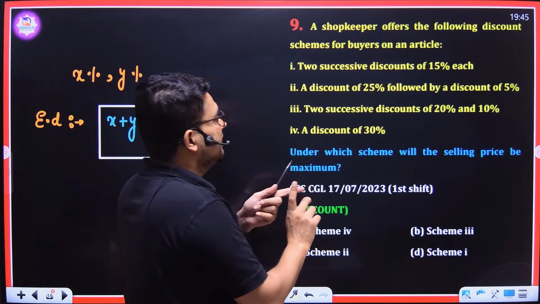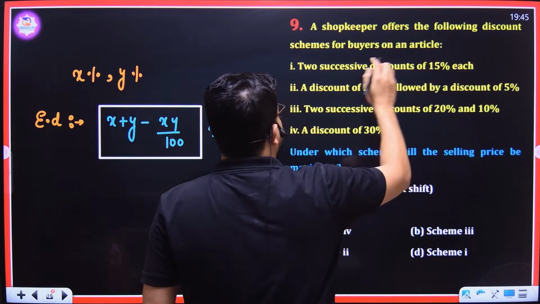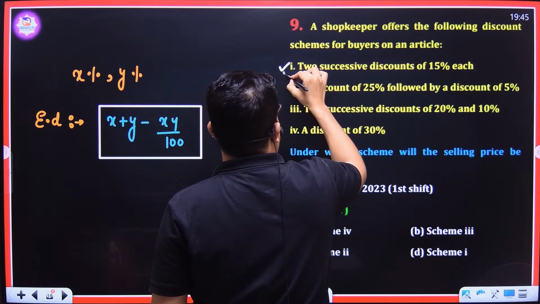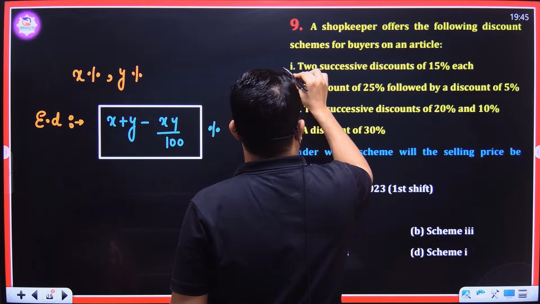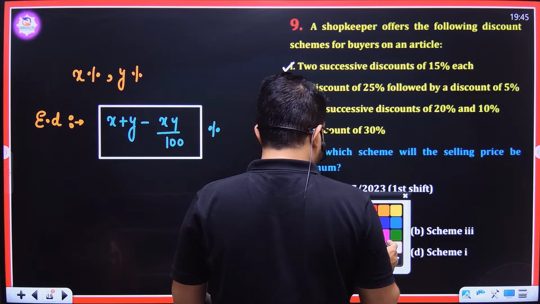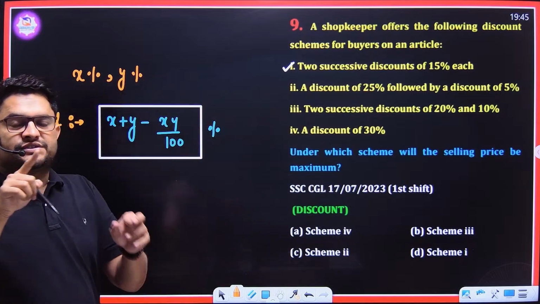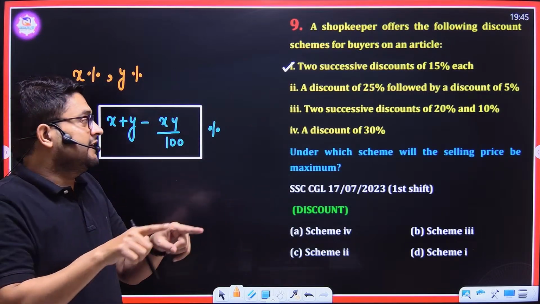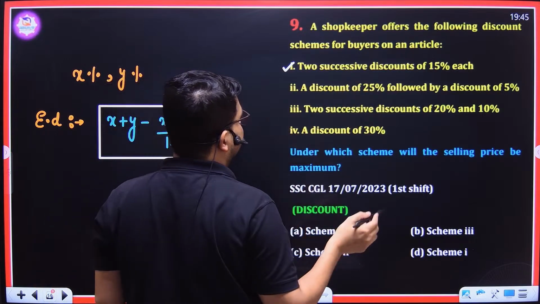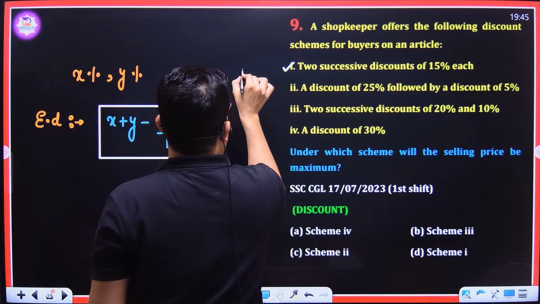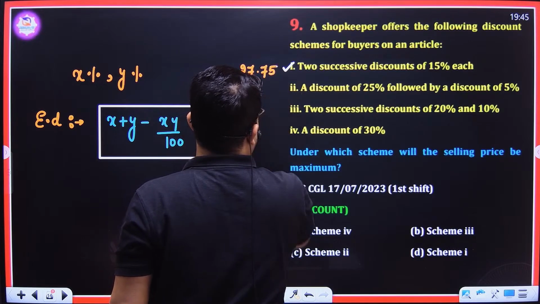See, this will be the least discount. Here we have 15 and 15, and this one is my least discount because we have zero difference between 15 and 15. So if we have a least difference between two successive discounts, it will result in the least discount. If I use 15 plus 15 minus 15 into 15 by 100, it would be 27.75%.